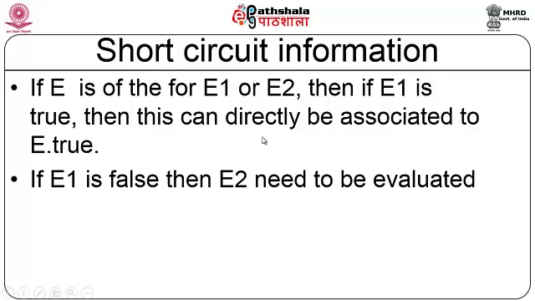So that is used as a basis for generating 3-address code, which is incorporating your short circuit information. On the other hand, if it is E1 and E2 and E1 is false, then we will not even look at E2. Only if E1 is true will you look at E2 to check whether E2 is going to be true or false.